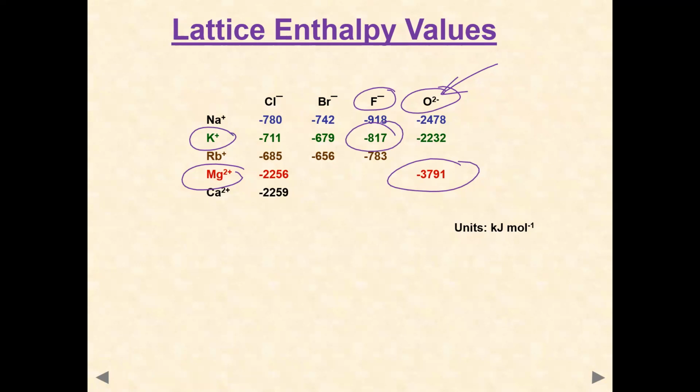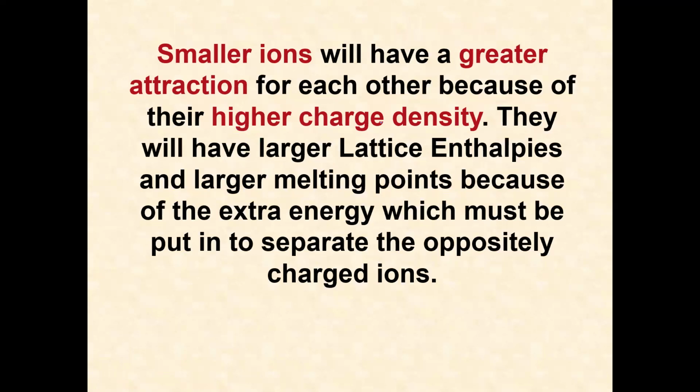is the lattice enthalpy. Smaller ions will have a greater attraction for each other because of their higher charge density. They will have larger lattice enthalpies and larger melting points because of the energy which must be put in to separate the oppositely charged ions. So smaller ions will have a greater attraction.